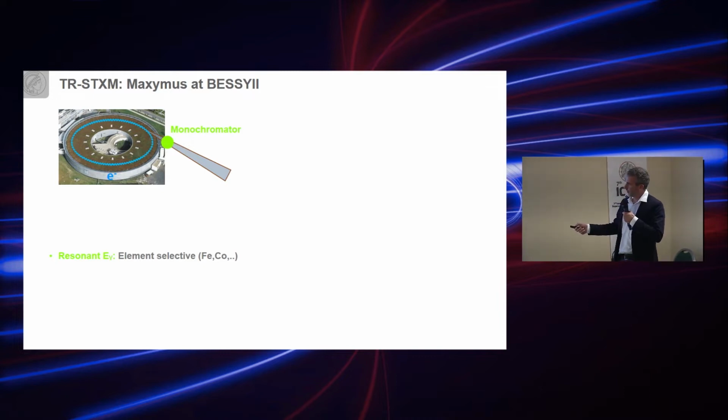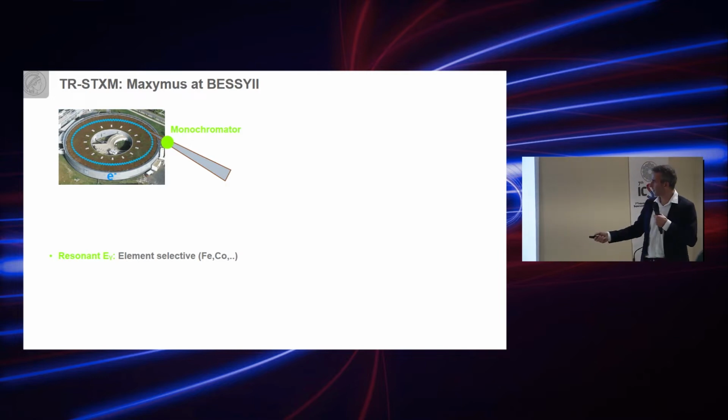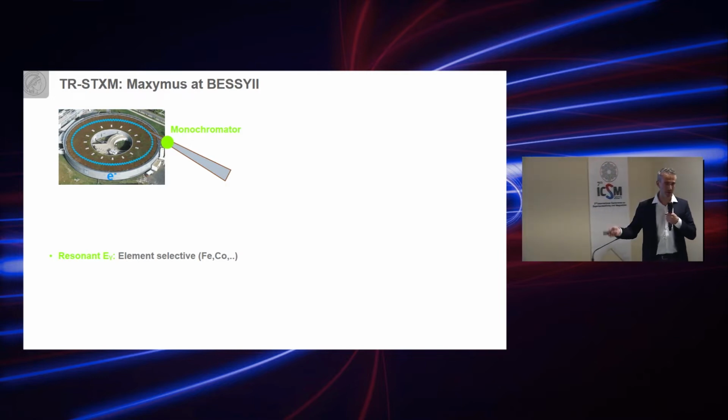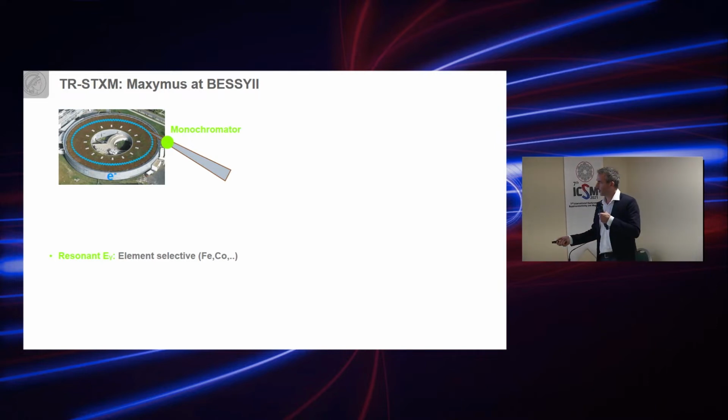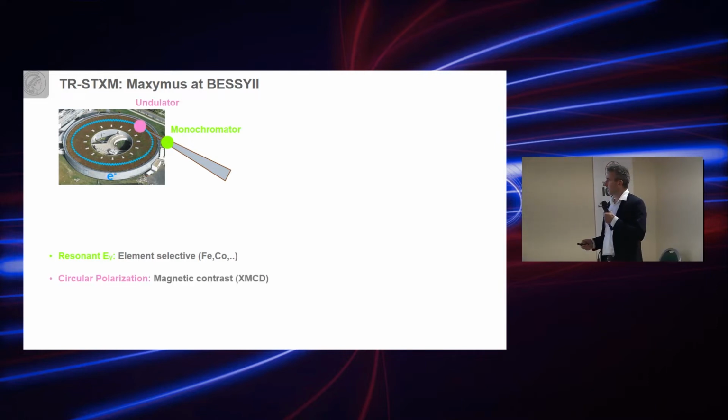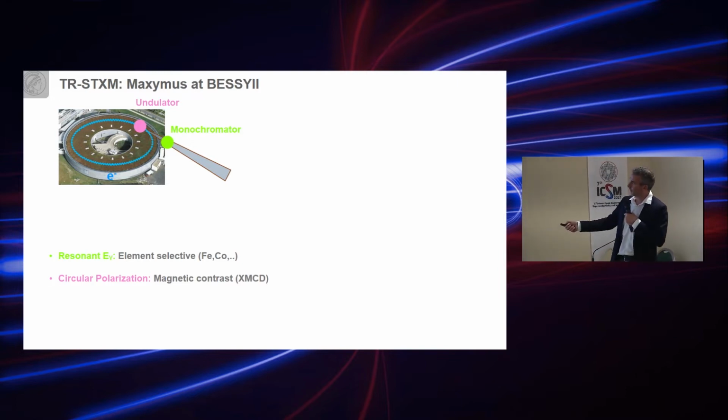Now what we need for microscopy is, first of all, a monochromatic X-ray beam, because then we can look at the different absorption edges of the materials, say iron and cobalt, where we want to do magnetic imaging. In that way, we are also selective to the elements. Then for using X-ray magnetic circular dichroism as a magnetic contrast method, we need circularly polarized X-rays, which is provided by an undulator, and the monochromatic X-rays are selected by a monochromator device in this beamline here.